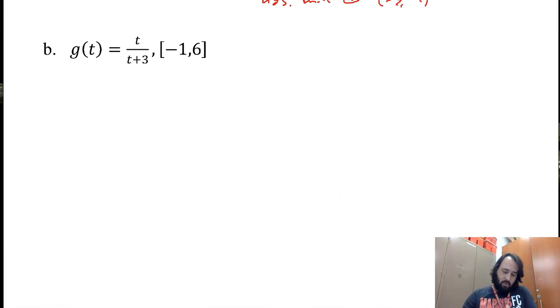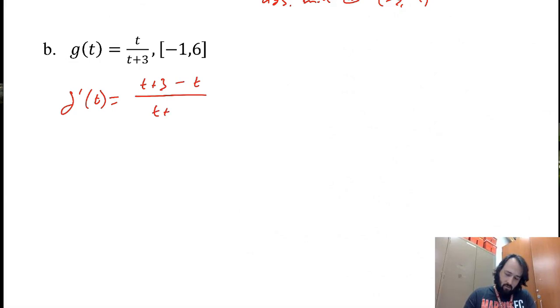So here again, I'm going to want to check my derivative. So g prime of t would be low d high, so t plus 3, minus high d low, all over low squared, which would be 3 over t plus 3 squared.